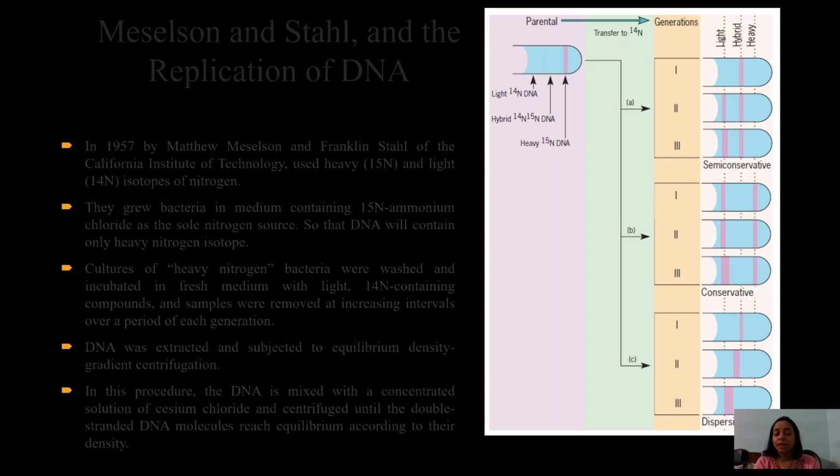We can see that in the first generation, if the model is semi-conservative, but I should talk about the parental one first. In the parental one, of course, because the organism has been grown only with heavy DNA, the band must have formed at the place where it was supposed to be for 15N DNA. Now in the next generation, as far as the semi-conservative model is concerned, the first generation must have a hybrid kind of DNA, right?